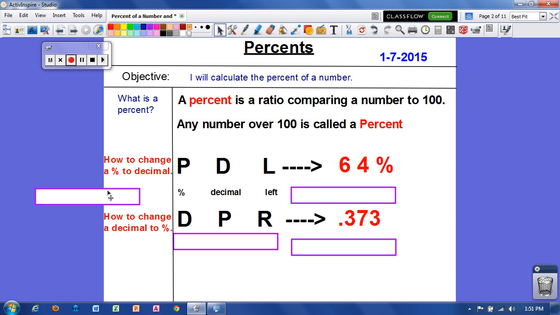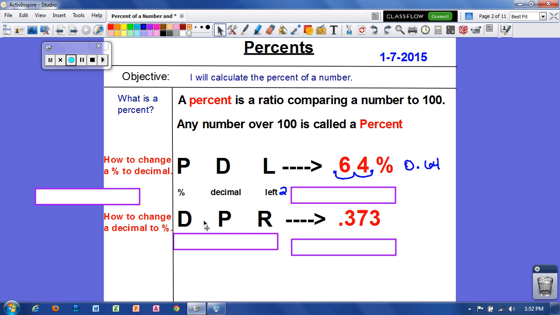So, if you are changing a percent to a decimal, you're going to take that decimal point and move it left. So here is what I mean by that. We have 64%. If we don't see a decimal, remember it's like the period at the end of the sentence. It's understood to be right here. Now we have to move the decimal to the left 2 places. So we're going to hop left 1, 2 places. So that means 64% is 0.64.